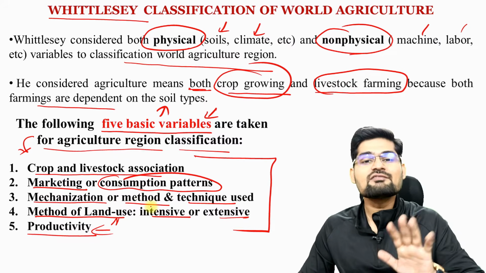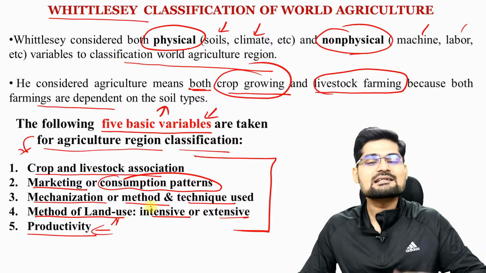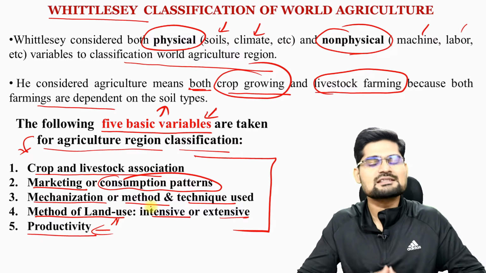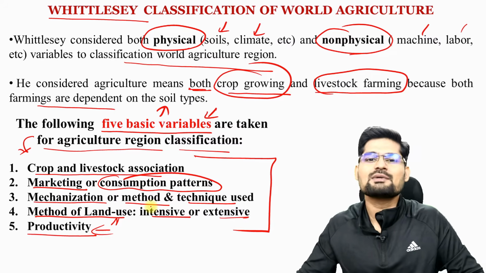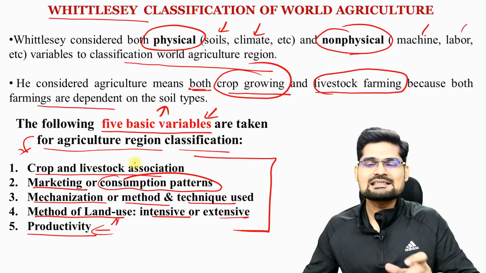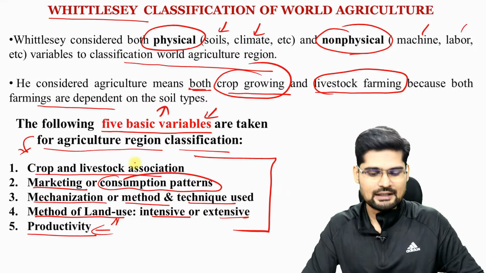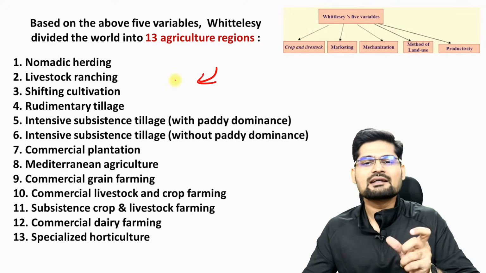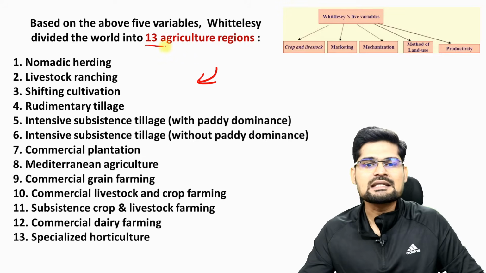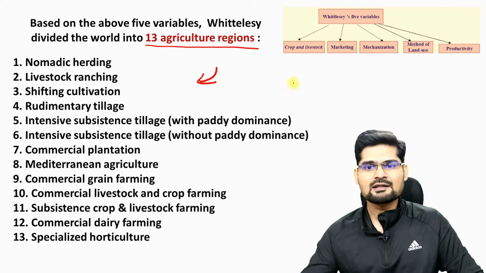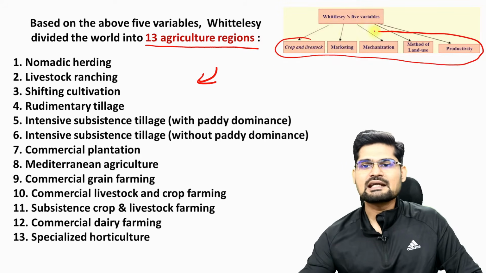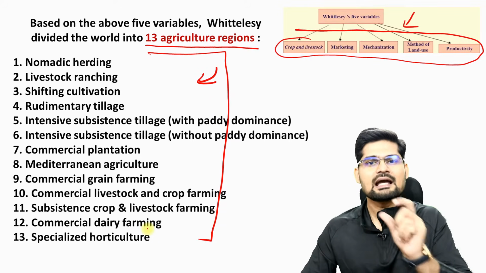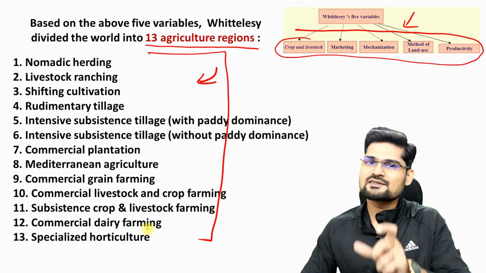So these 5 variables were taken as basic criteria to devise this regional classification or agricultural classification of world agriculture by Whittlesey. Now let's elaborate and see further how the classes look. So remember, there are 13 classes of world agriculture. We say 13 agricultural regions of the world, right? Based on these 5 criteria. So 5 variables and 13 agricultural regions on the basis of these 5 variables.